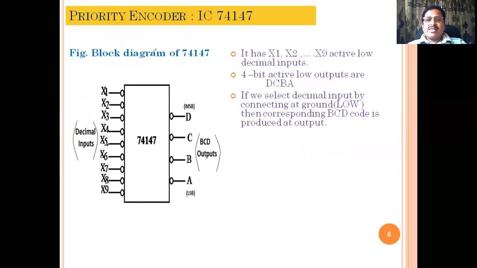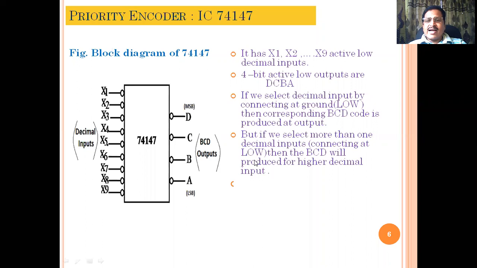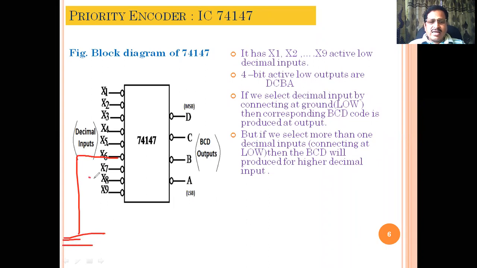Now one more important thing about this IC: it is called a priority encoder. Let's see why it is so called. If we apply more than one input, suppose I apply decimal number 6 as well as decimal number 8, if you connect more than one input at a time, 6 is applied here at logic 0, and 8 is also applied at logic 0. So more than one decimal, 6 and 8, are selected.